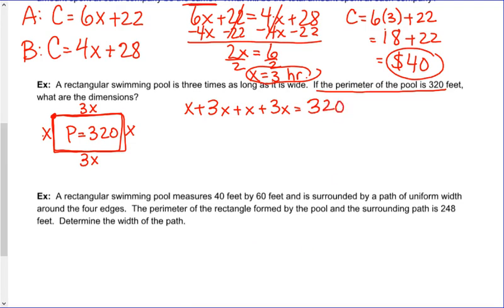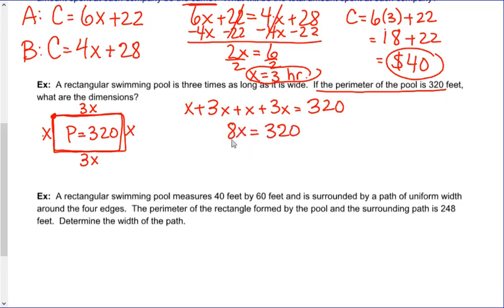And so we are out to find the dimensions of that. So we need to know what x is. Then we can times it by 3 to get our length. I'm going to combine these like terms. 1 plus 3 plus 1 plus 3 gives me an 8x equals 320.